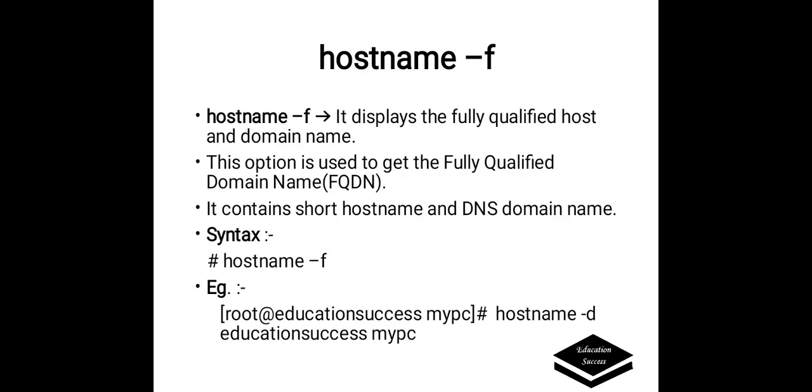Hostname with the option -f. It displays the fully qualified hostname and domain name. This option is used to get the fully qualified domain name, also called FQDN, meaning fully qualified domain name. It contains the short hostname and DNS domain name. Syntax is hostname -f. Example, root at education success my PC, I write the command hostname -f, so it will display the output as education success my PC. It means it will display the full hostname.